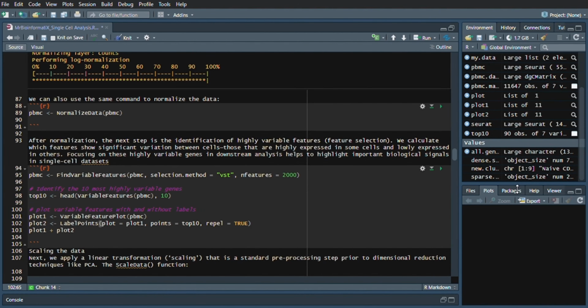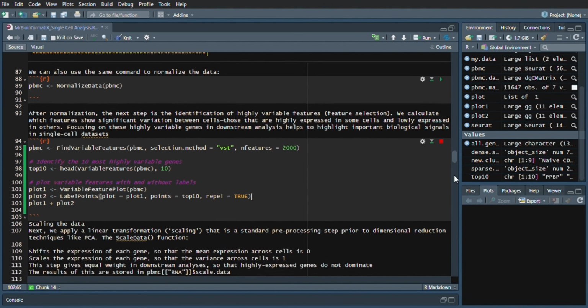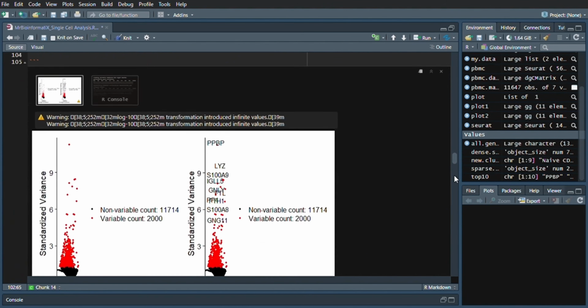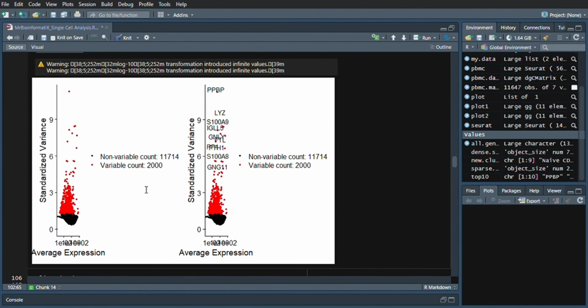Now let's run our code. And here we have it. We have plot1 and plot2, standardized variance versus average expression. Here, as you see, we have the highest or the most variable genes. As we can see, the highest variable gene is PPBP, and then LYZ, and so on. For the non-variable count, 11,714, and for variable count, 2,000.